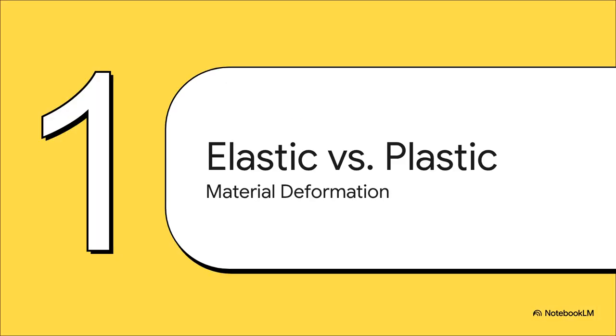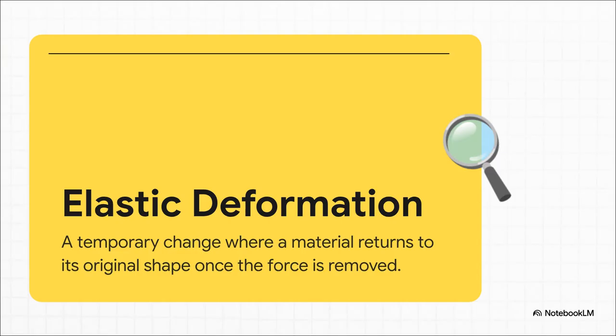The very first thing we need to get our heads around are the two main ways that materials change their shape, or deform, when you apply a force to them. First on the list is elastic deformation. This is that snapback we were talking about. When something deforms elastically, the change is only temporary. You can imagine the atoms inside are being pulled apart, but they're still connected, just waiting to get back together. So the moment you remove that force, they snap right back to their original positions.